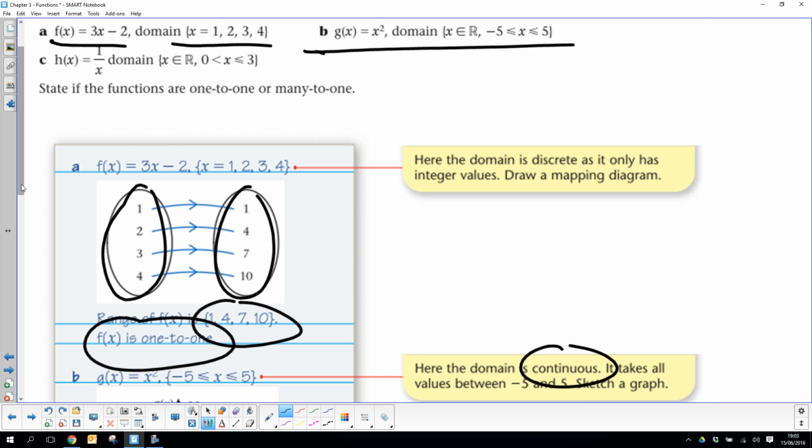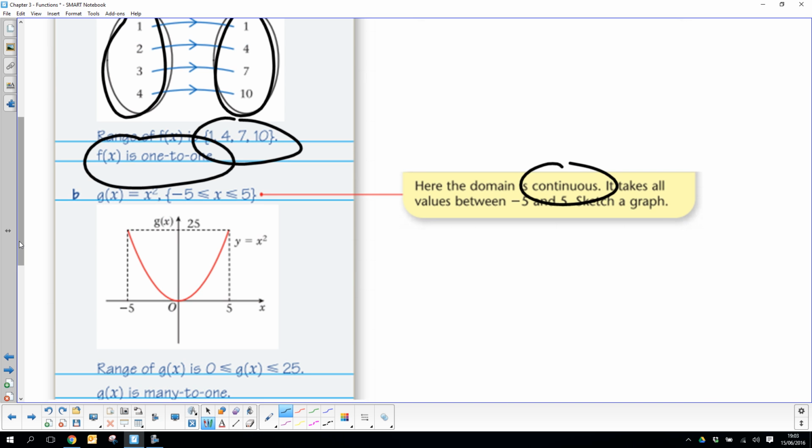So g of x equals x squared. This is what the graph would look like, and we can see quite clearly that one x value maps onto one y value. Each single member of the domain maps onto one member of the range. Now, what about our range? What is the range of this function?